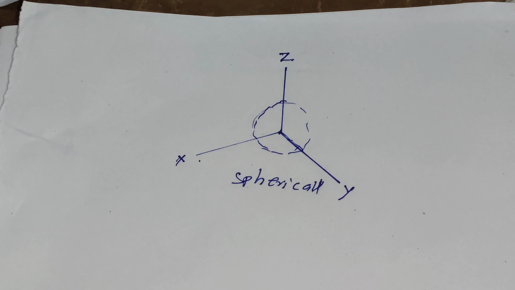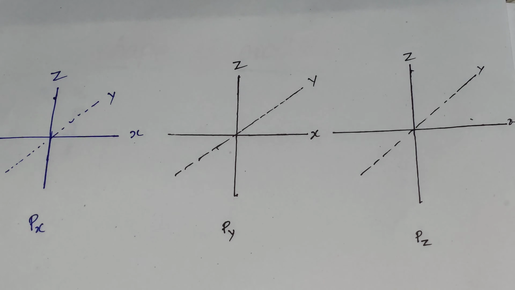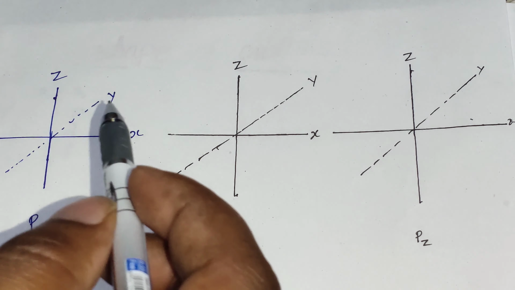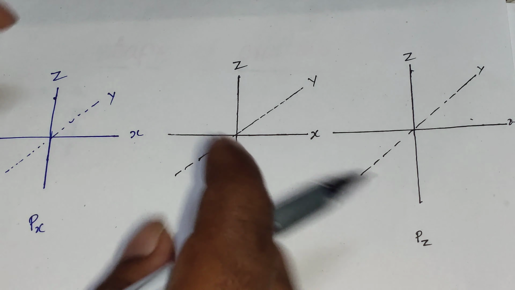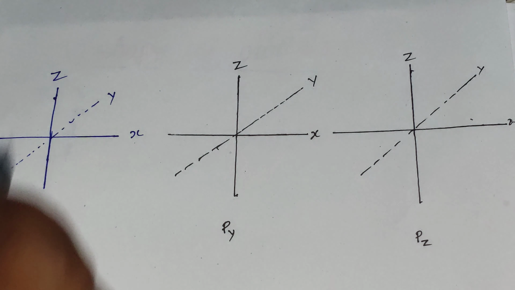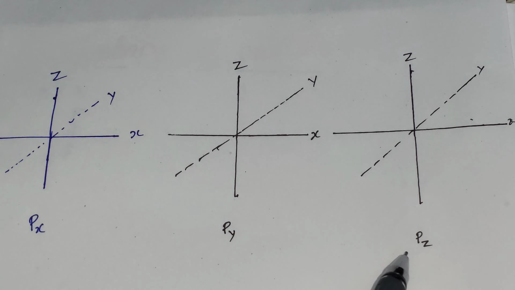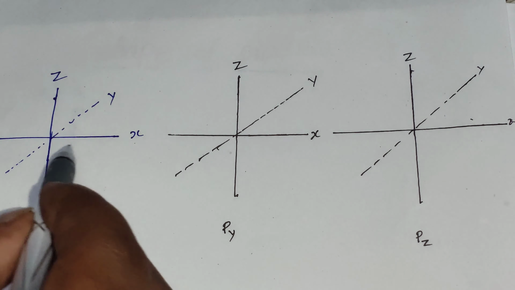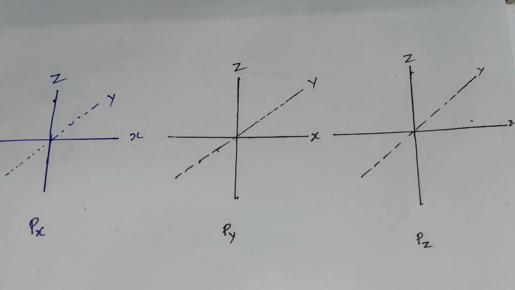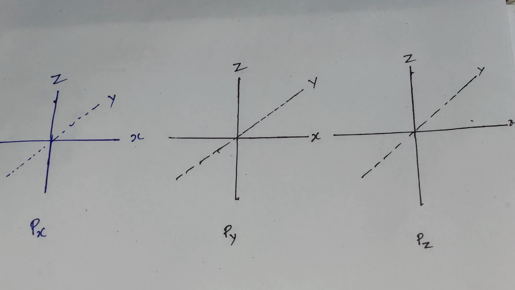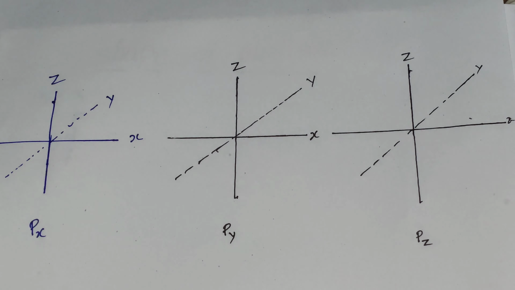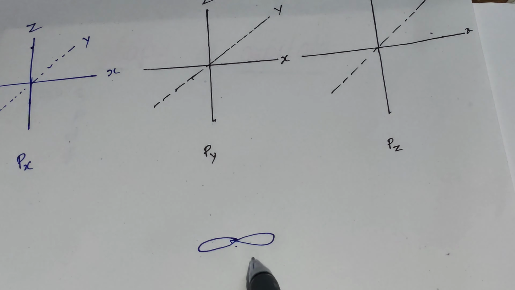Then we will discuss the p orbital. Each p orbital contains two lobes, and here I am explaining about px, py and pz. A lobe means it looks like this. Each p orbital contains two lobes and the shape of the p orbital is nothing but the dumbbell shape, or dumbbell structure.